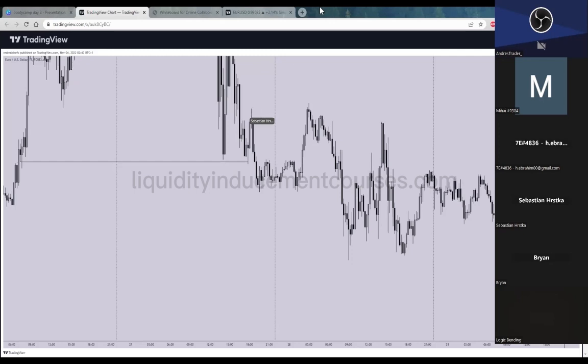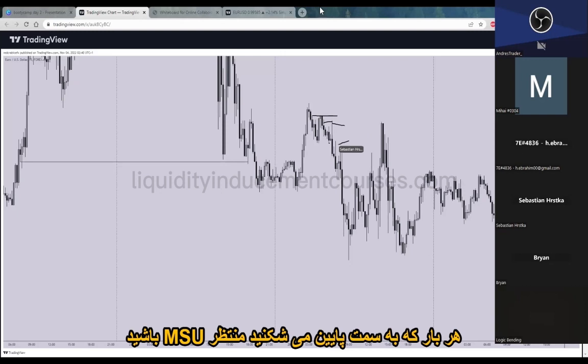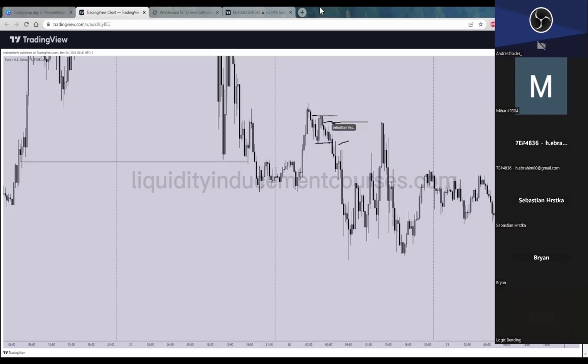So this one, and then there's nothing happening here really. Again, there's a whole range. All of it is just structural liquidity. And every time we broke to the downside, we wait for MSU. We broke, we wait, we broke, we wait.